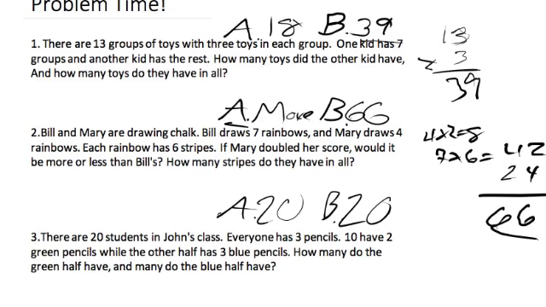Number 3. There are 20 students in John's class. Letter A, I guess. Sorry, I need to read the whole problem. There are 20 students in John's class. Everyone has 3 pencils. 10 have 2 green pencils, while the other half has 3 blue pencils.